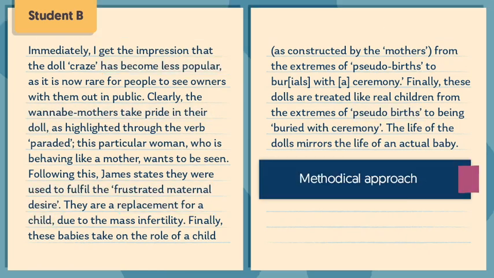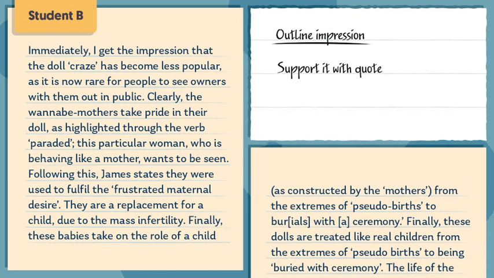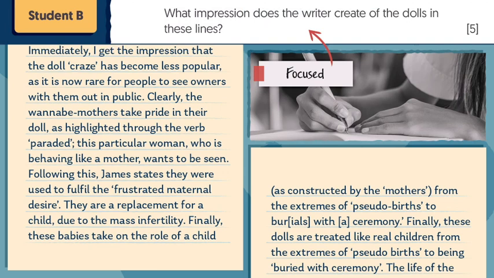Clearly, this student has a methodical approach. They use connectives such as immediately, clearly, following this, and finally to guide the examiner through the extract chronologically. They outline their impression, support it with a quote, and explain what the quote reveals about the dolls. This approach helps the student to stay focused on what the question is asking, what impression the writer creates of the dolls in these lines. Overall, student B demonstrates a thorough understanding of the question and the extract.